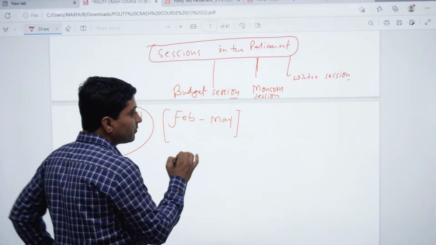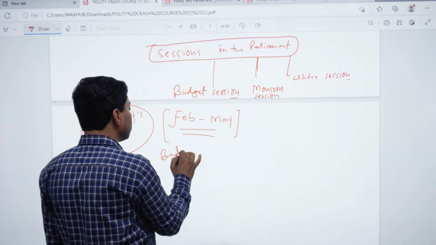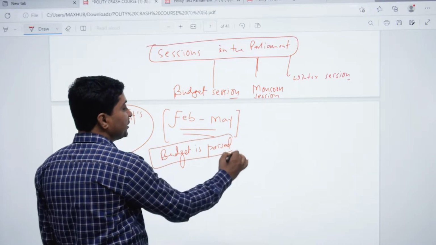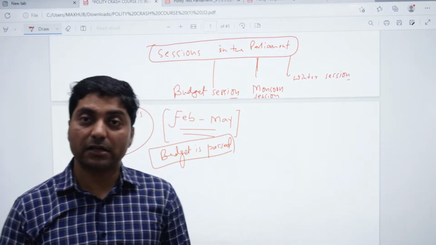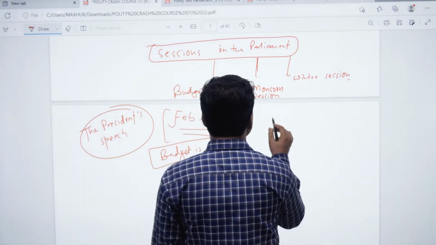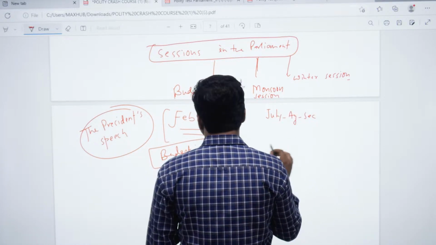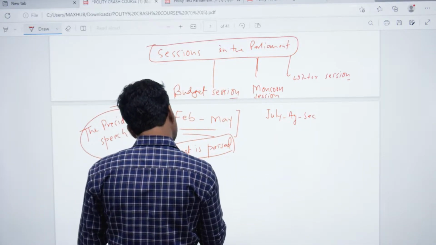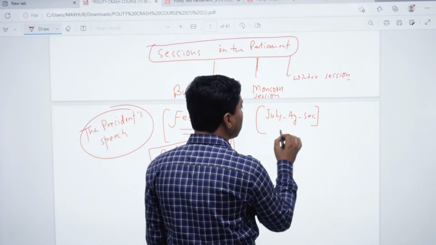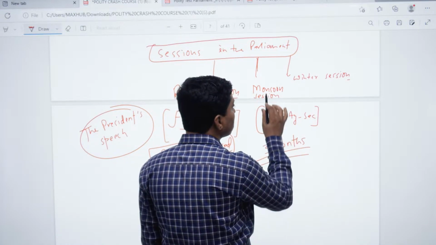In this session the entire budget is passed. A law can also be passed during this period; it is not only the budget. Now the monsoon session starts in July, August and September. 4 months are allocated to the budget session, but for the monsoon session 3 months are allocated.